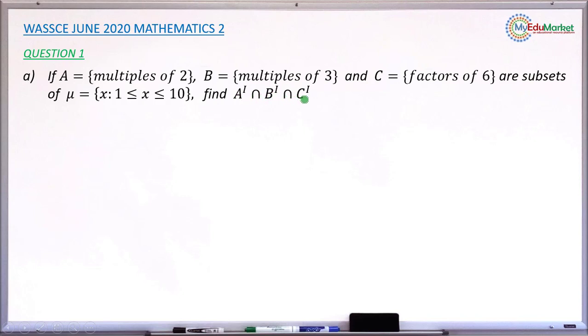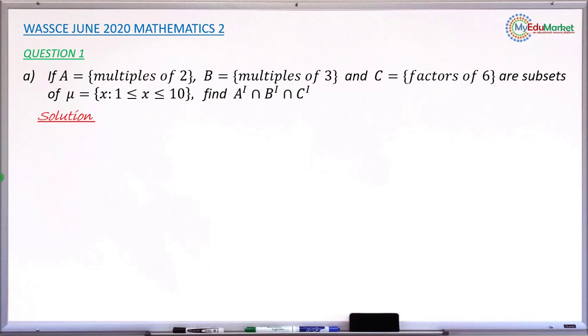That is A complement intersect B complement intersect C complement. So let's attempt to answer this very question together. Solution to the problem. What you need to do first is to write out all the elements in these four sets. When you do that, you now find what is A complement, what is B complement, what is C complement, and you can now intersect the three complement sets.